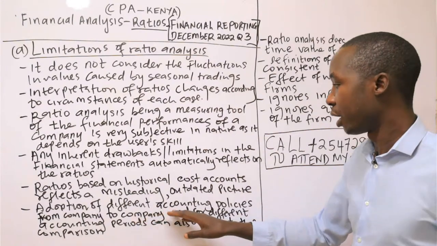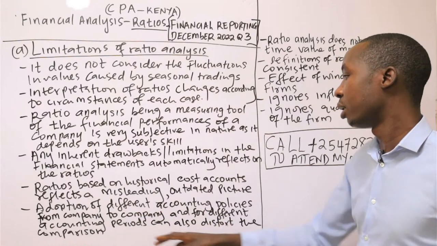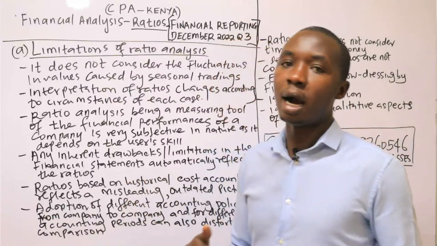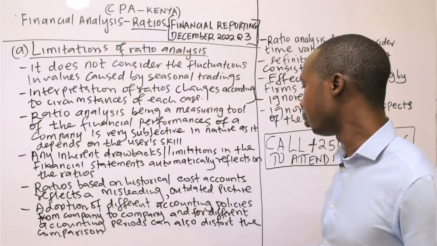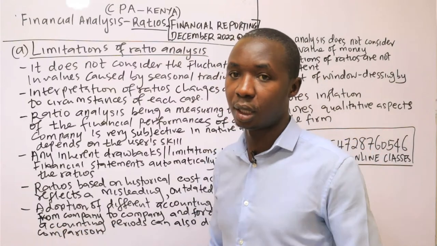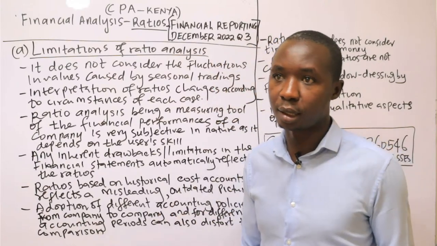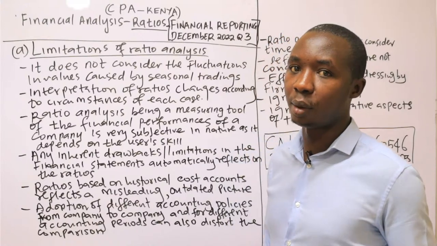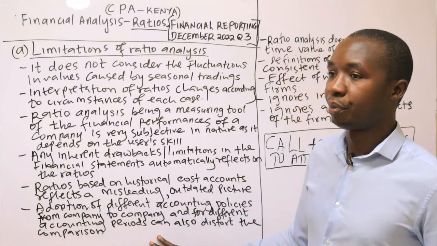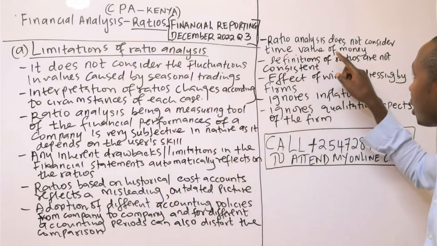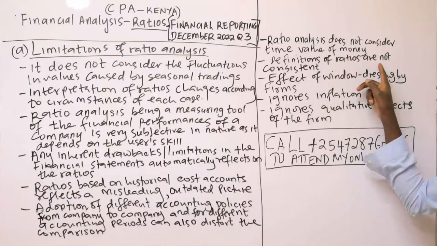Then we have the adoption of different accounting policies from company to company and for different accounting periods, which can also distort the comparison. Remember, with ratios we do comparisons, and since different companies use different policies, there might be a lot of distortion when you are trying to analyze your statements and compare from one period to another. Then we have that ratio analysis does not consider time value of money, and the definitions of ratios are not consistent.